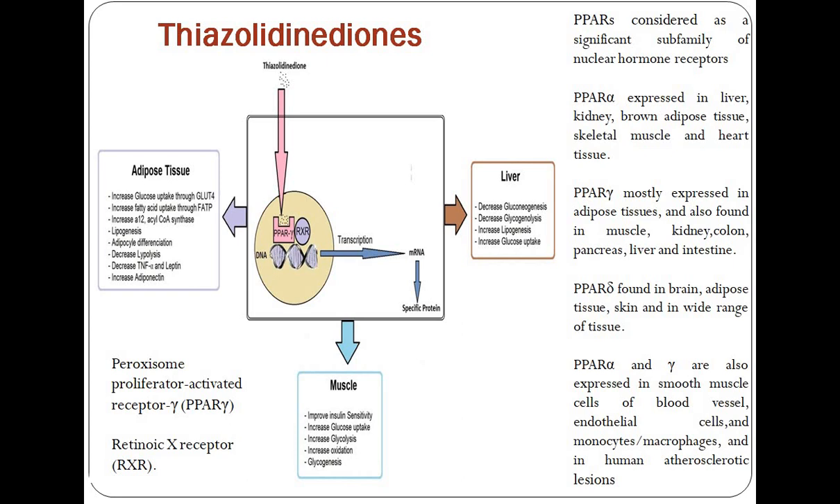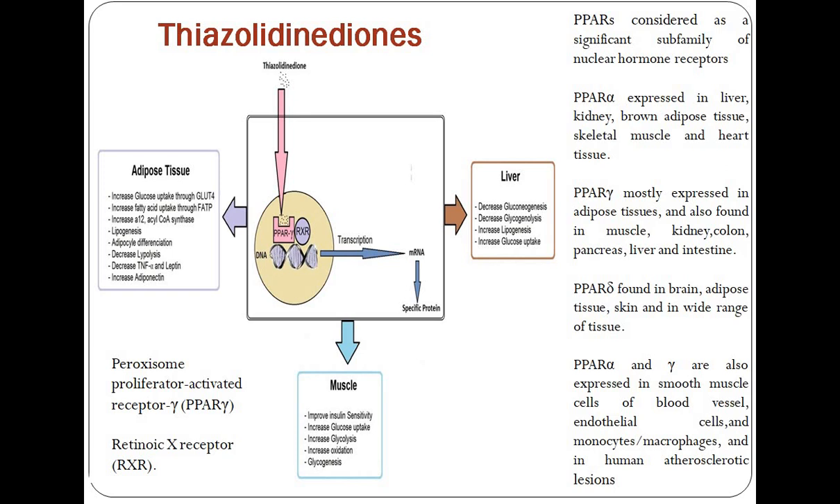PPAR, there are different types of PPAR present. Like PPAR alpha is expressed in the liver, kidney, brown adipose tissue, skeletal muscle, etc. Gamma, in adipose tissue, muscle, kidney, colon, pancreas, liver, intestine. Then delta, found in brain, adipose tissue, skin, etc. Now, if you see, this gamma is expressed in the pancreas.